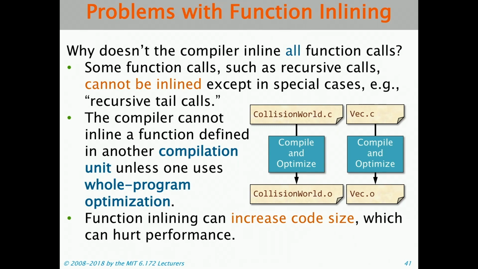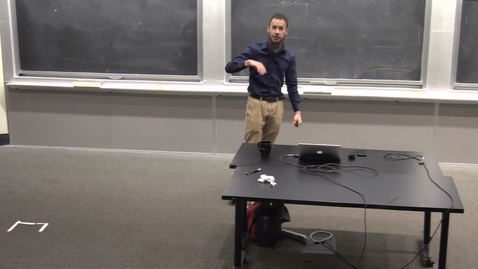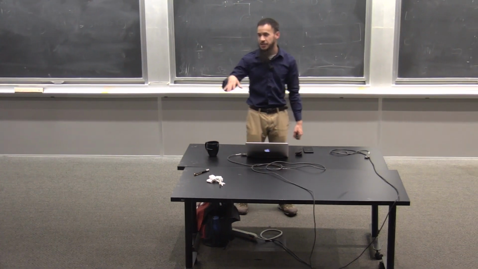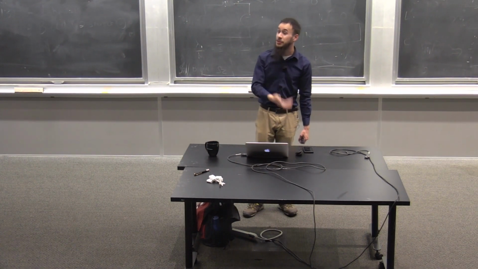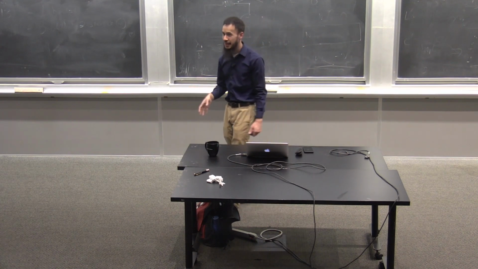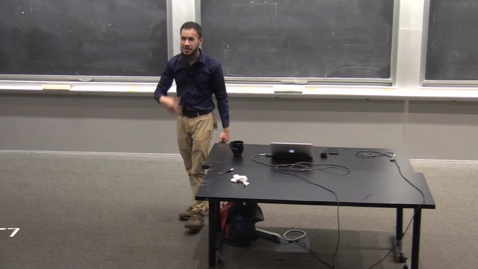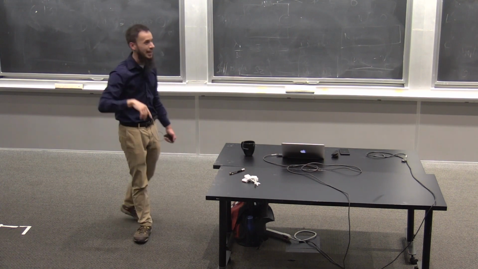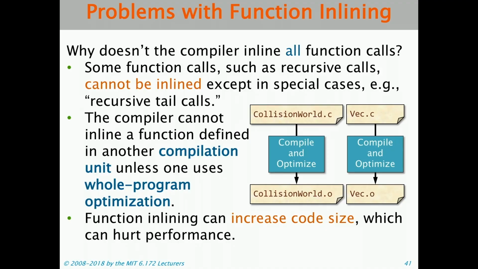So there are three main reasons why the compiler won't inline every function. I think we touched on two of them here. For some function calls, like recursive calls, it's impossible to inline them, because you can't inline a function into itself. But there are exceptions to that, namely recursive tail calls. If the last thing in a function is a function call, then it turns out you can effectively inline that function call as an optimization. We're not going to talk too much about how that works, but there are corner cases. But in general, you can't inline a recursive call.